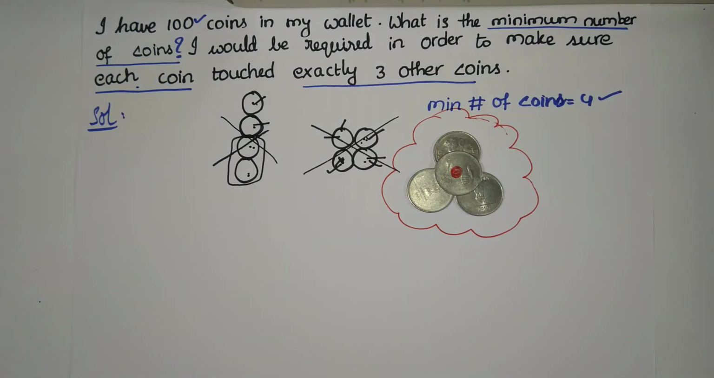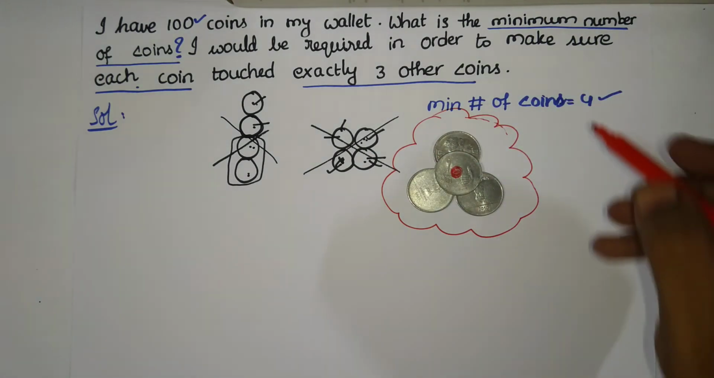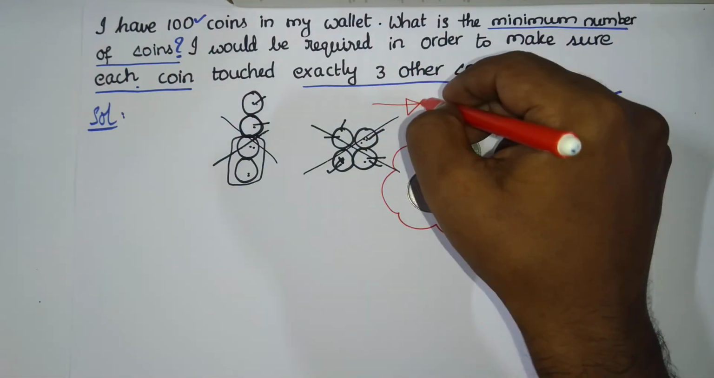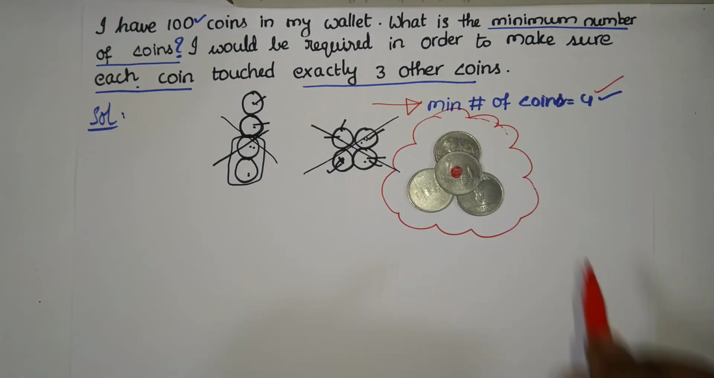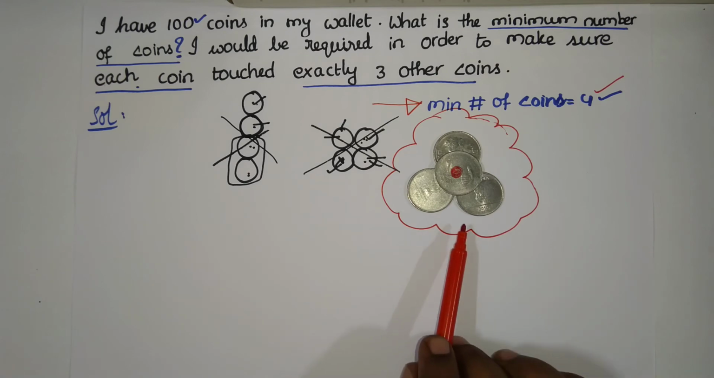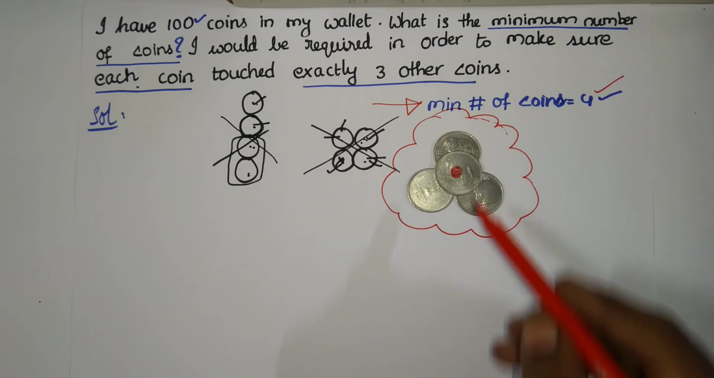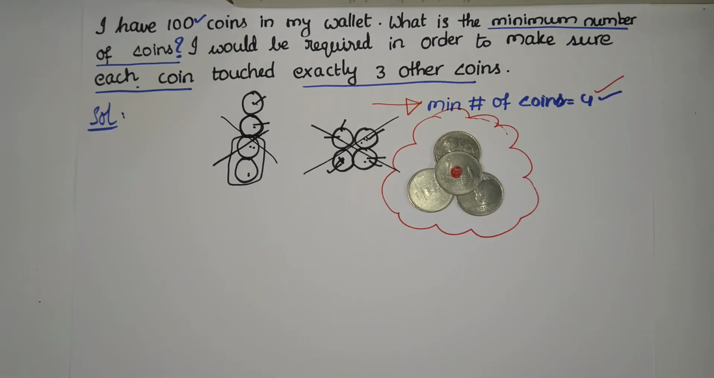This arrangement satisfies the condition. So the correct answer, of course, is that the minimum number of coins we considered is correct. And we have to arrange the coins in this fashion: take the first 3 coins, arrange them in a triangular fashion, and next place the other coin on top of those 3 coins in the middle.